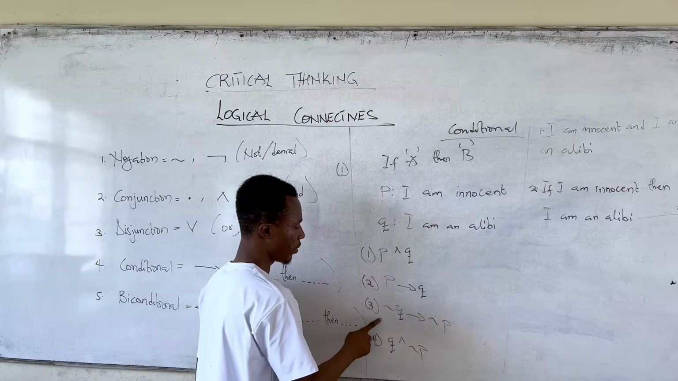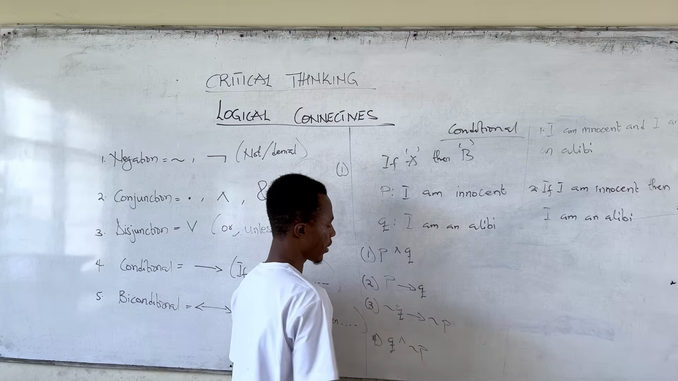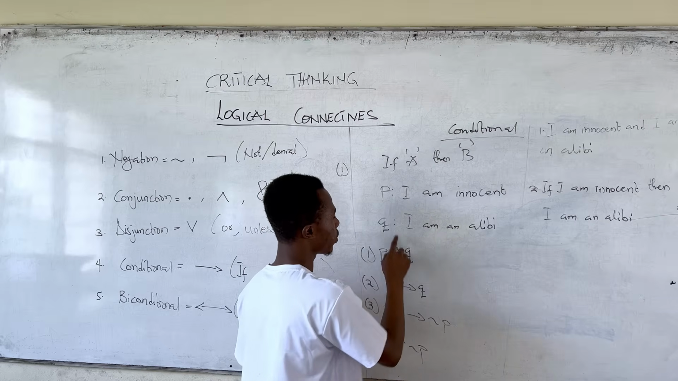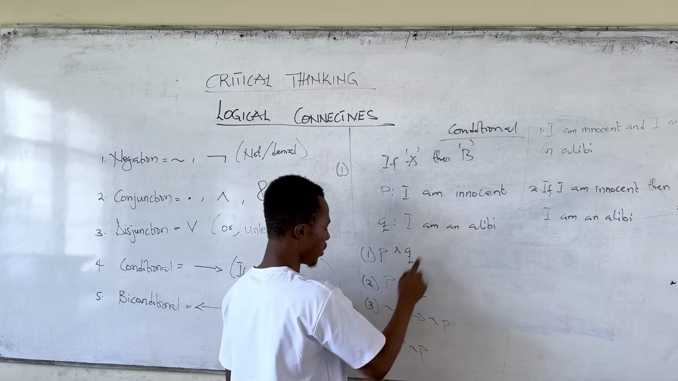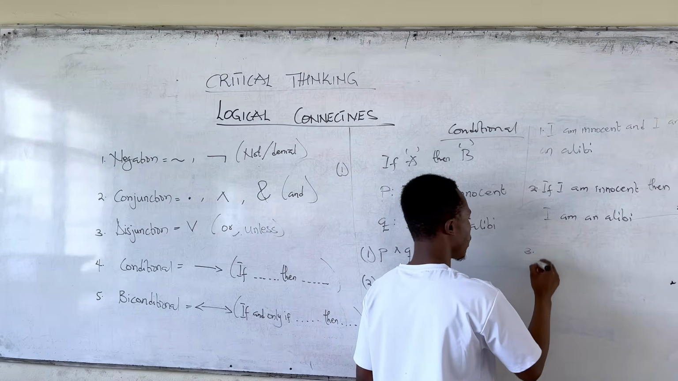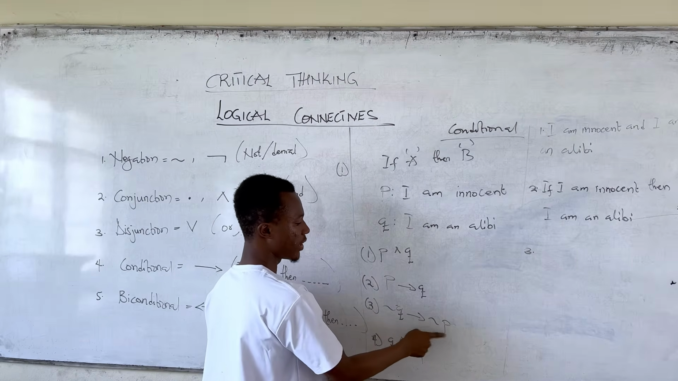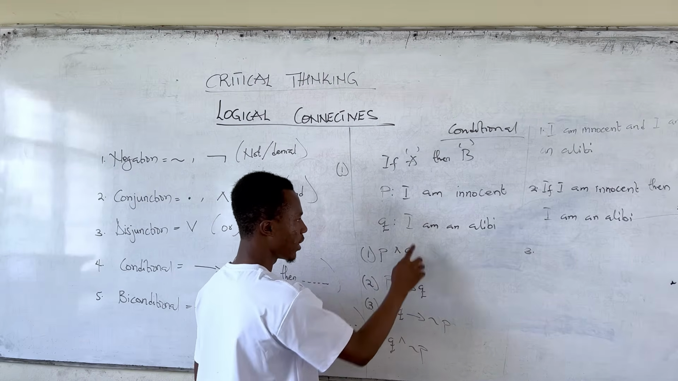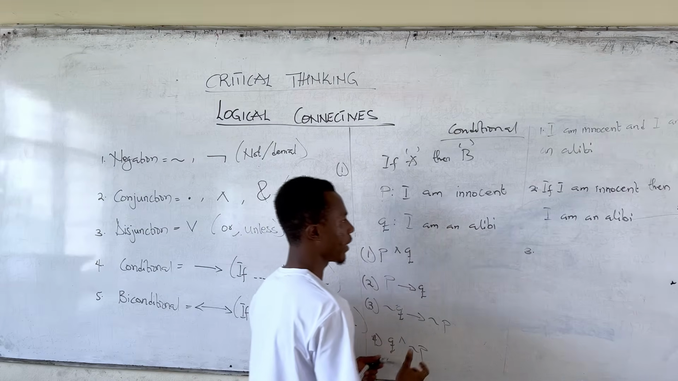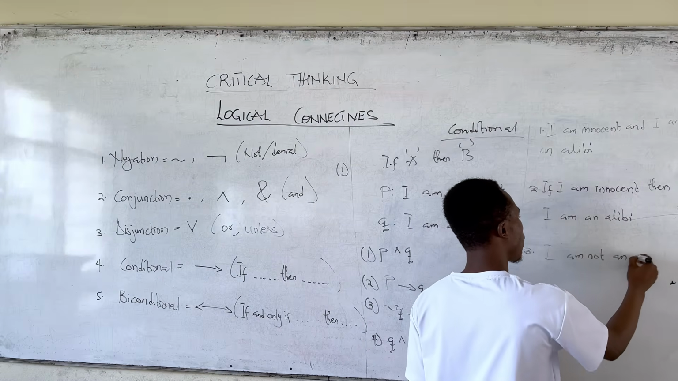Then number 3, we say what? Not Q, conditional, not P, right? So this is a denial, or you see "not". So Q is what? I have an alibi. If you negate Q, it is going to be I do not have an alibi. I believe you get it. Negation Q, conditional, negation P. So if you negate it, it becomes I do not have an alibi.